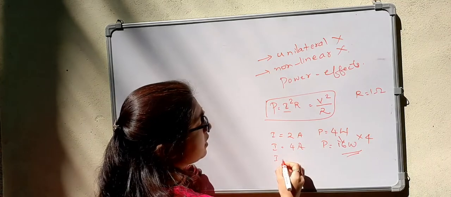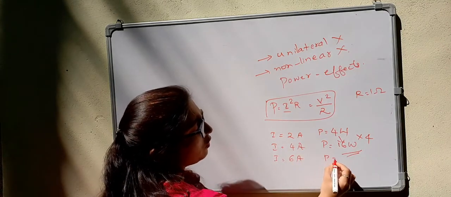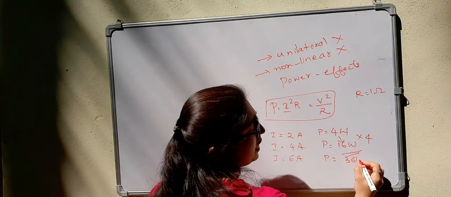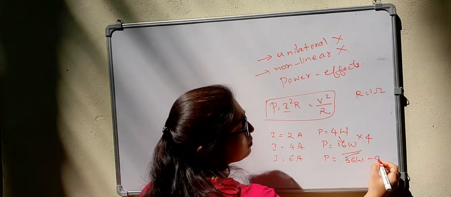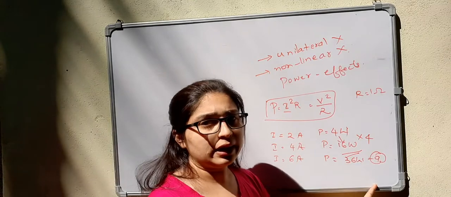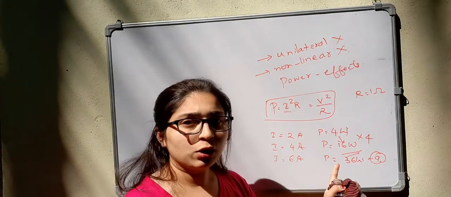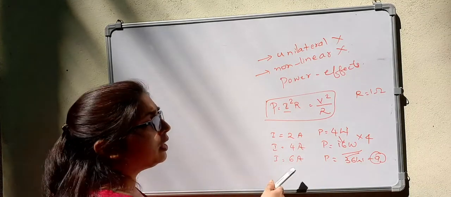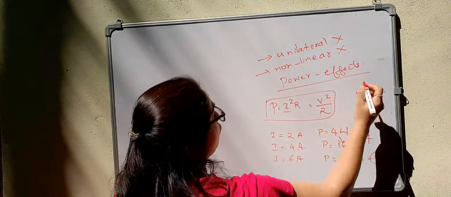Now if I consider this as 6 ampere, then what will happen to this? You have 36 watts. So 4 into 9, 36 means it will be increased by the factor 9. So this is not linear, this is non-linear. So we cannot apply the superposition theorem. That is for the power effects.